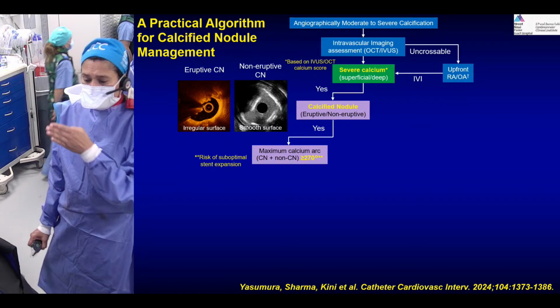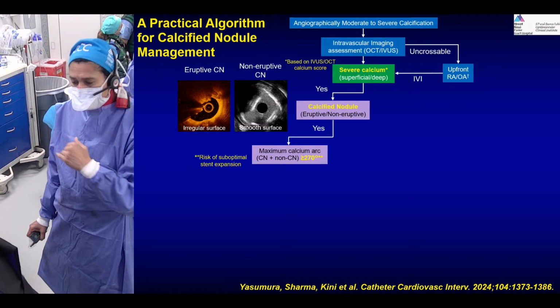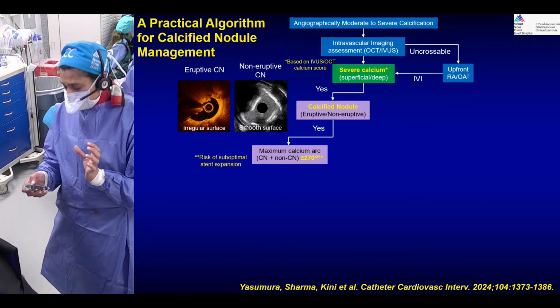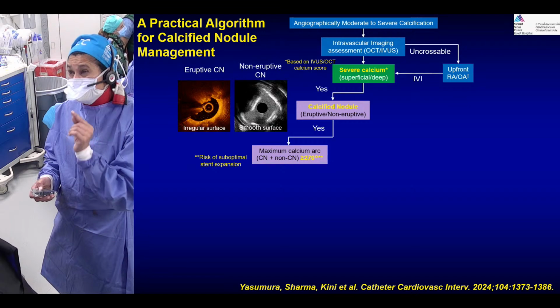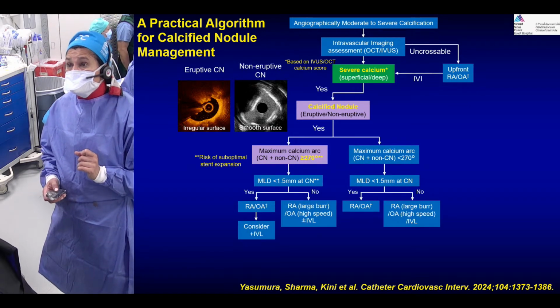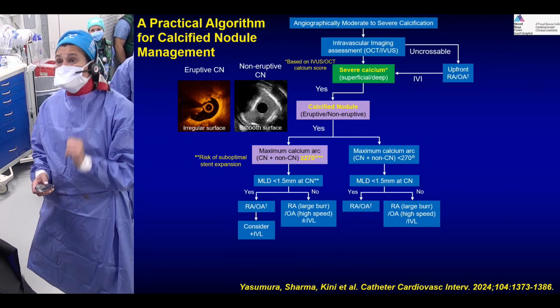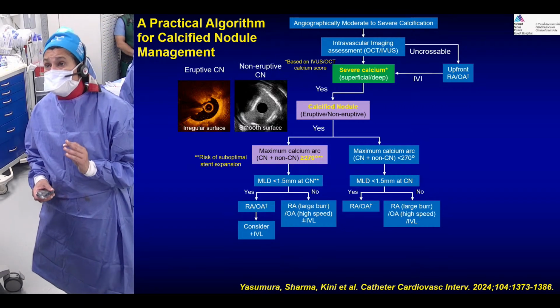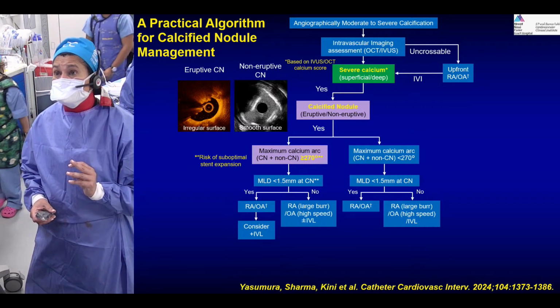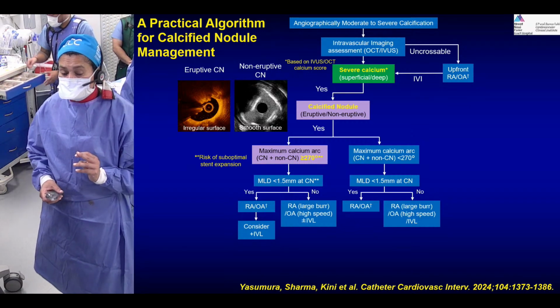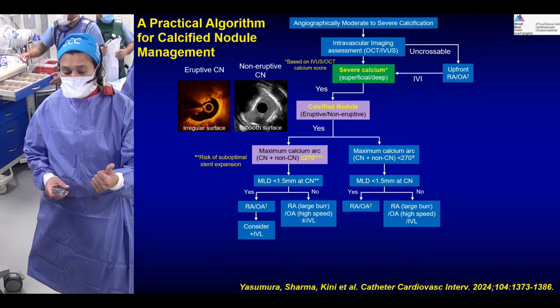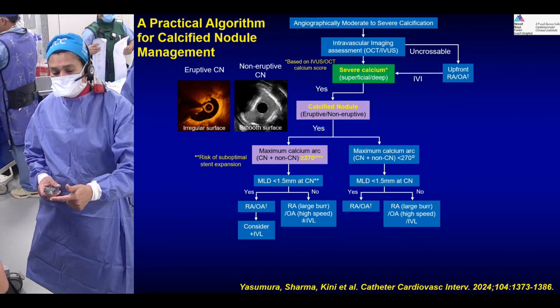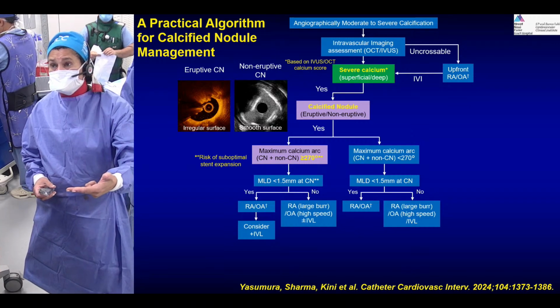If we had seen a lot of calcium, which is a calcium plate, likely we would be able to see more of a crack. So why is it important? Studies have shown that if you have a nodule and you have an arc of calcium, there is risk of suboptimal stent expansion. Risk of suboptimal stent expansion leads to stent thrombosis, which is acute, or long-term restenosis.